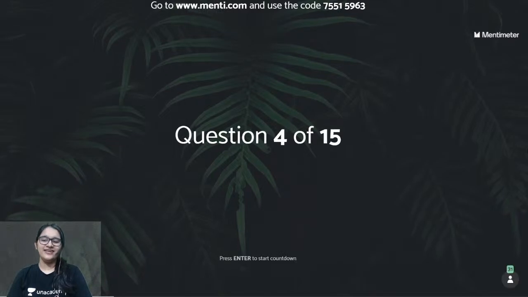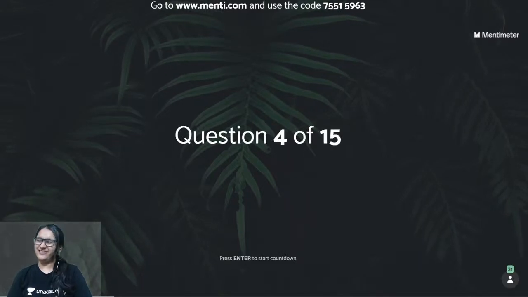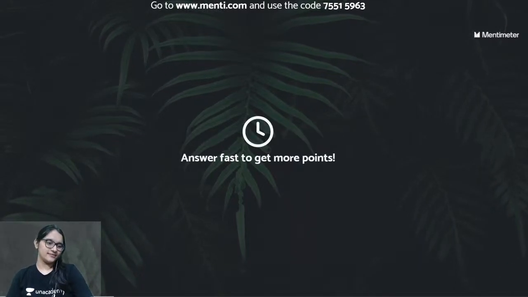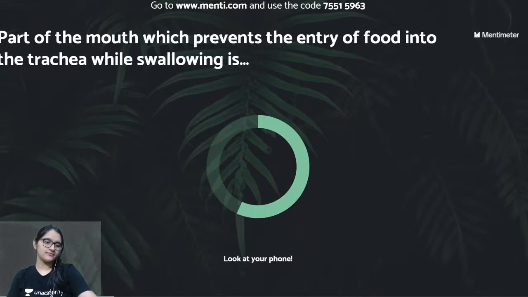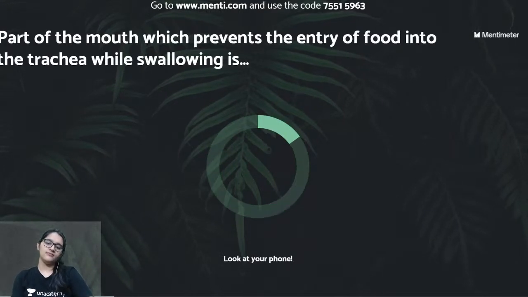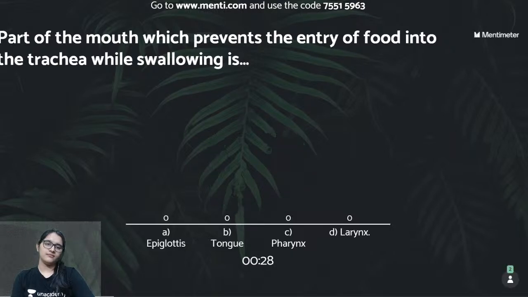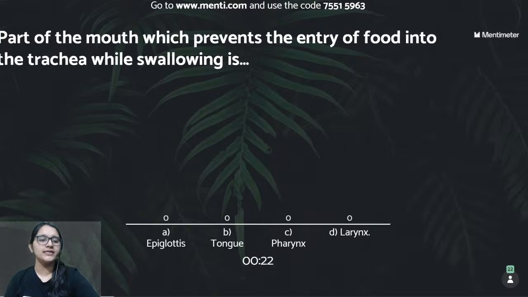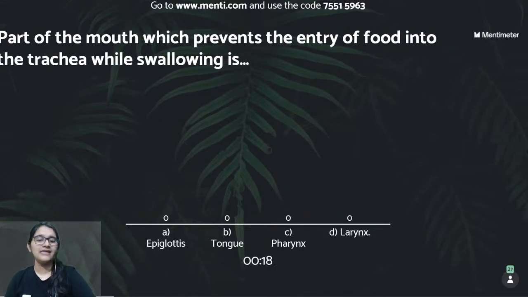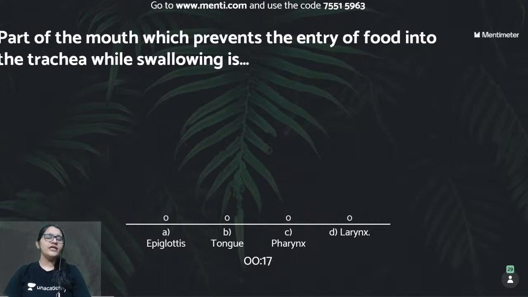Hi Karthik Singh, I hope you're enjoying the Menti. Part of mouth which prevents the entry of food into the trachea while swallowing it. I have not told you the answer to this because I'm very intrigued to know.